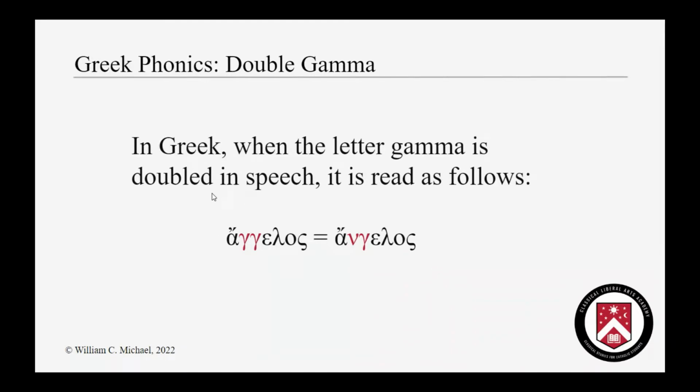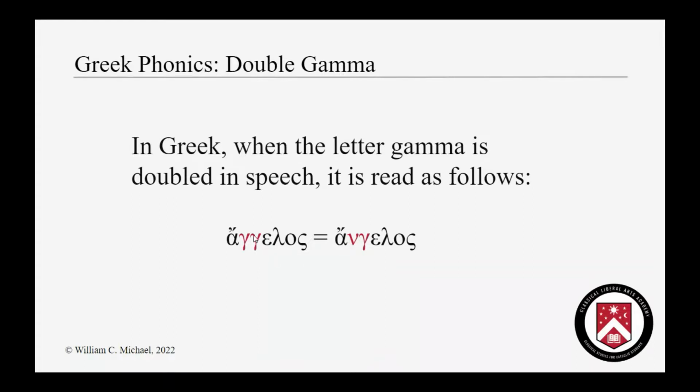The last thing to be noted before we start reading is that in Greek, when the letter gamma is doubled in speech, it is read as follows. Here we see this word alpha, gamma, gamma. So here's a double gamma. Alpha, gamma, gamma, epsilon, lambda, omicron, sigma. If we read this following normal Greek phonics rules, we would read ag-gelos, ag-gelos. And that's difficult to say, so the Greeks simplify it.